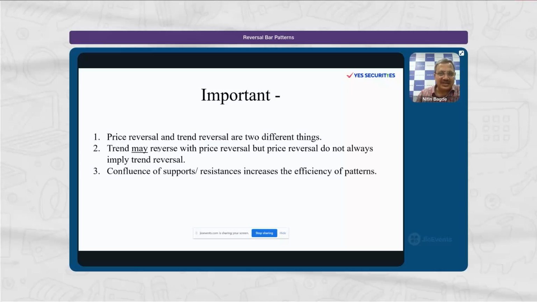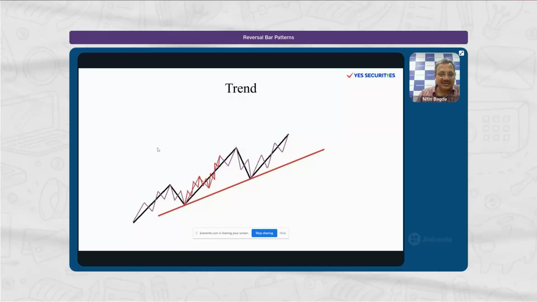Also, another important thing is that these bar reversal patterns work very nicely when there is a confluence of support for buying, or a confluence of resistance if you are short selling. Whenever there is a confluence of support and a price reversal takes place around that support, its efficiency of working increases, right?